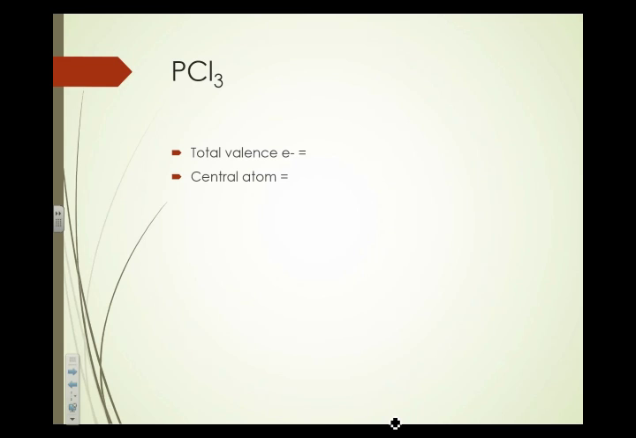Let's take, for instance, PCl3. We need to total our valence electrons. Phosphorus has 5 electrons, and each chlorine has 7 electrons, and there's 3 chlorines. So I have 5 plus 21, which gives me 26 electrons total. At that point, I'm interested in the fact that I have 26 electrons. I'm not interested in the fact that some of them came from phosphorus and some of them came from chlorine.